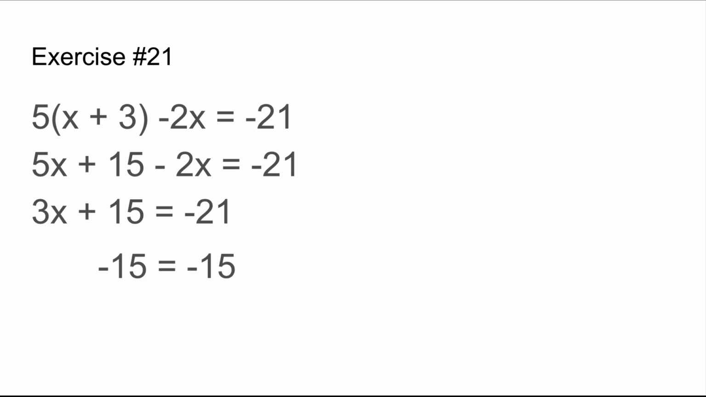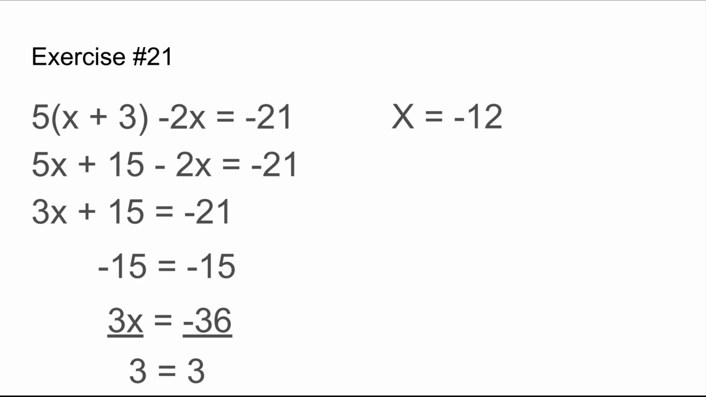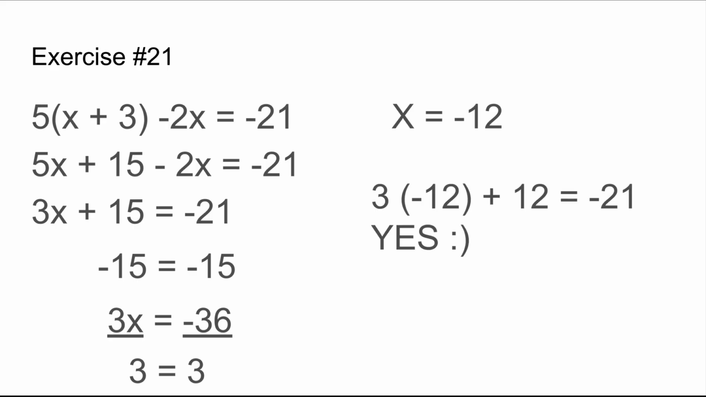Subtract 15 from both sides. 3x equals negative 36. Divide by 3 on both sides. x equals negative 12. Checking your answer. Hot diggity dog, we're doing awesome.